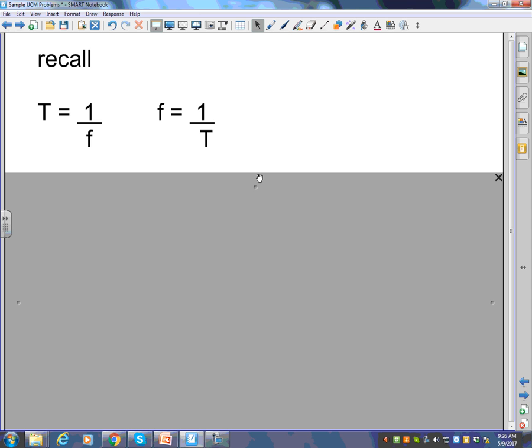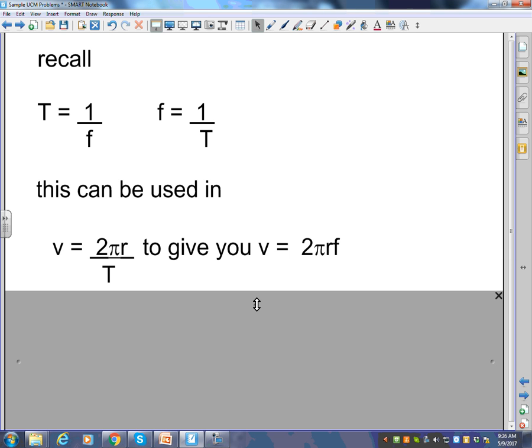Remember that T is equal to 1 over f and f is equal to 1 over T. I just showed you that earlier today. So that means that if you take v equals 2 pi r over T, because the 1 over T is equal to f, I can replace the divide by T with an f on the top, and you get this new formula here, which you can use if you want. You can always take the frequency, flip it to get the period, and then do this, but if you want, you can do it all in one step and say that v equals 2 pi r f.